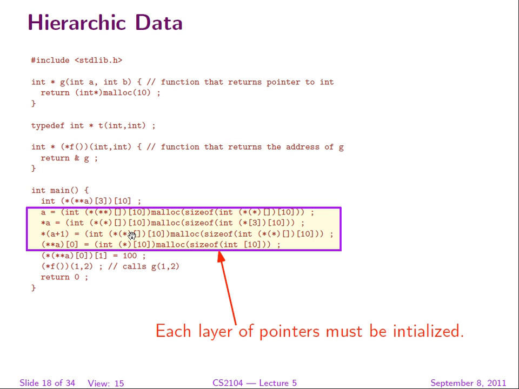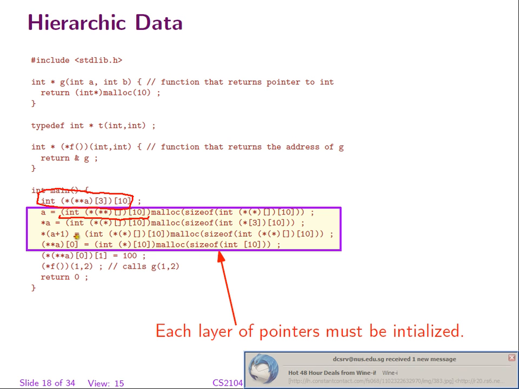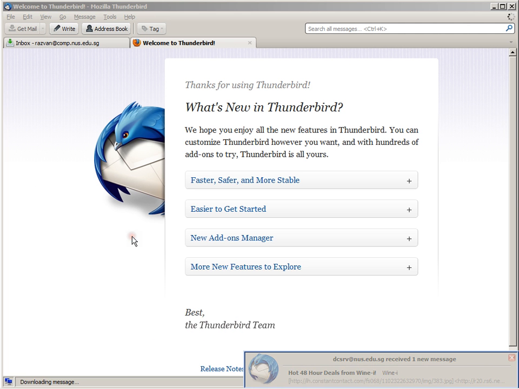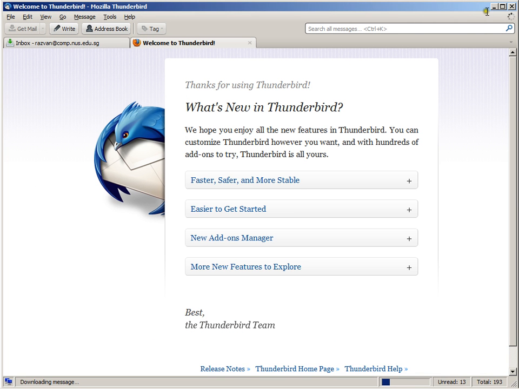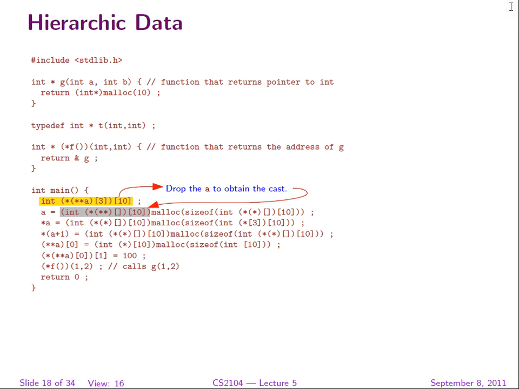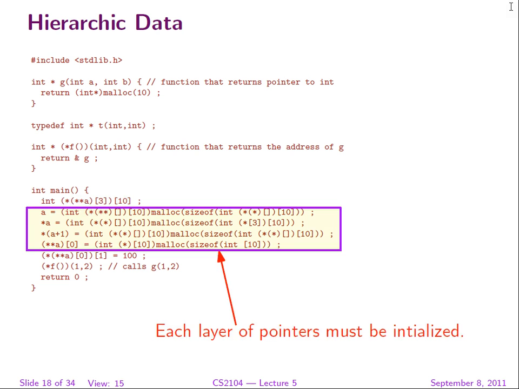So, what's the type of A? How do we express the type of A? Well, I'm going to take this entire thing, remove A, and that's the type of A. So, when I say A is assigned something, that type has to come as the cast here. So it's the declaration of int from which you remove the identifier. That's the type of that identifier. That type has to come in here, right?